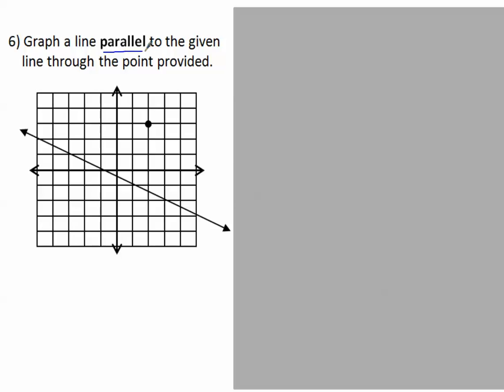Graph a line parallel to the given line through the point provided. So from this point, we want to graph a line that's parallel to this line. Remember, when we see the word parallel, we want to think same slope. So what do you think we need to do first? That's right, find the slope of this line. It's not labeled because it doesn't need to be distinguished from a different line.